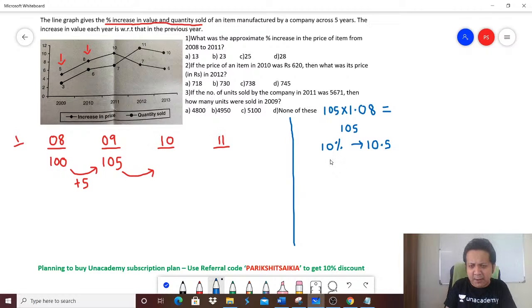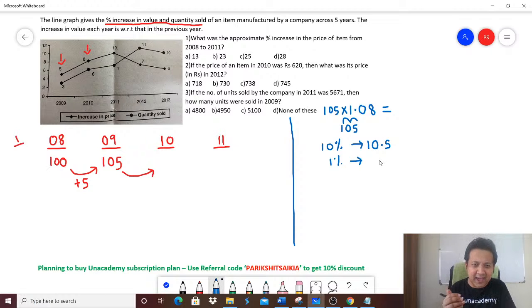Similarly, what is 1%? If 10% means put a decimal before the last digit, 1% would mean put a decimal before the last two digits. When I say last two digits, you always count from your right hand. So it will be here. So where is it? 1.05.